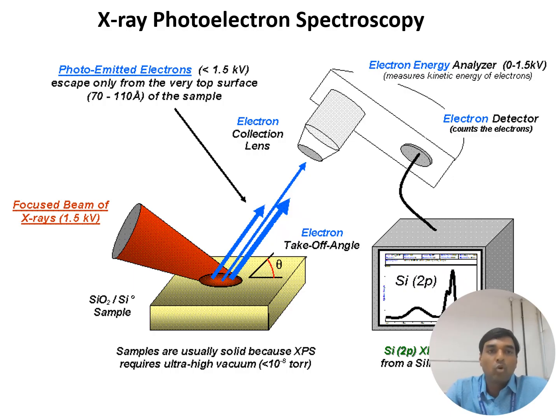So basically photoemitted electrons will have energy maybe less than 1.5 kilovolt. They can escape from the top surface. Now the surface sample's skin depth can be 70 to 110 angstrom. Now when a focused beam with 1.5 kilovolt falls on it, that ejected electron will pass through the detector, and then the detector will allow us to plot what elements are present based on their binding energy.